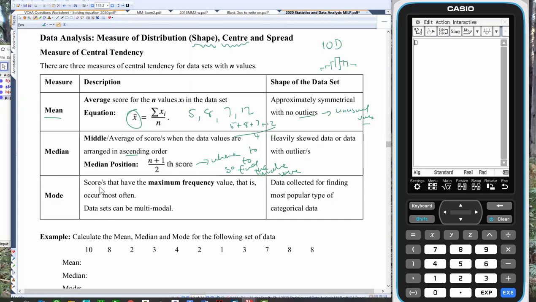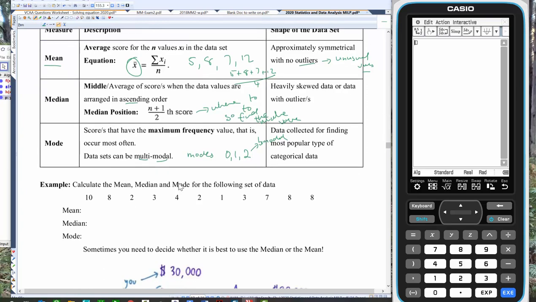The mode is the most frequently occurring value. We look at a data set, and if it has a most frequently occurring value, we say that's the mode. Data sets can be multimodal, but the number of modes is either no mode, so 0 modes, 1 mode, or 2 modes. Two modes is called bimodal. When we get more than 2 modes, we say that there's no mode, or no most frequently occurring number. All right, calculate the mean, median, and mode for the following set of data.